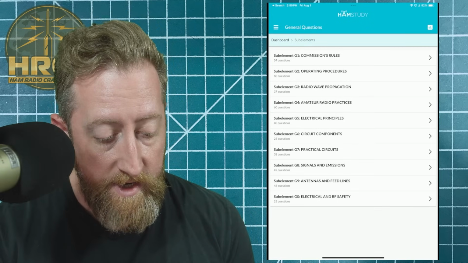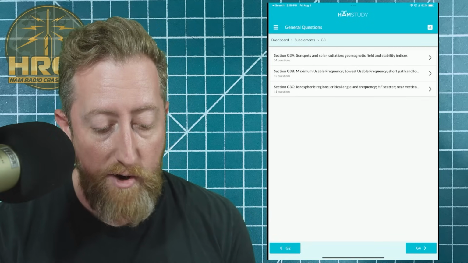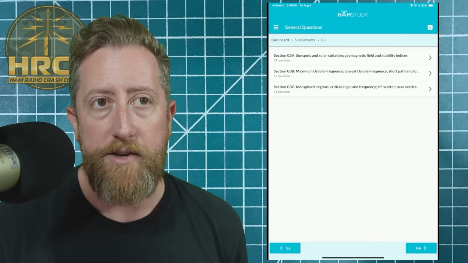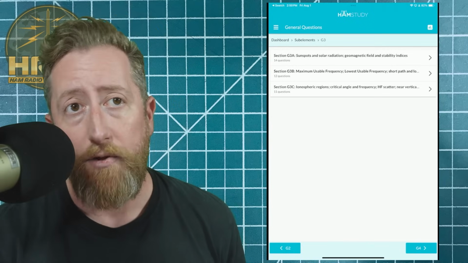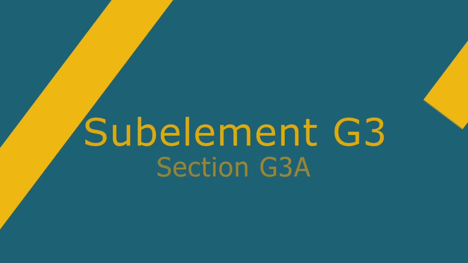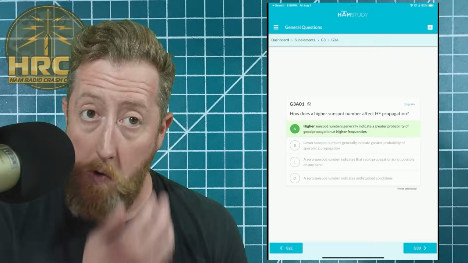So diving in, sub-element G3, radio wave propagation. Every sub-element is generally broken up into sections. This one has 3 sections, and it starts off with sunspots and solar radiation, geomagnetic fields, and stability indices. Whew, that is a lot.